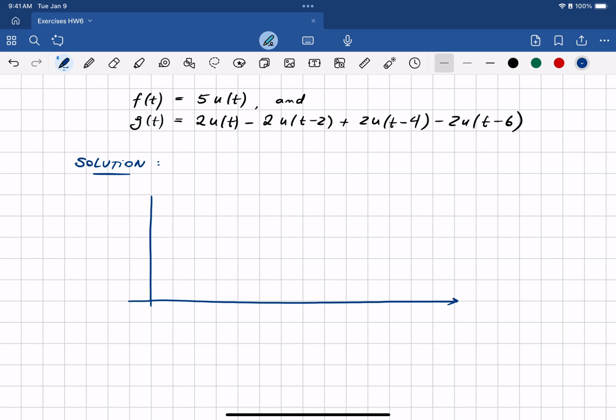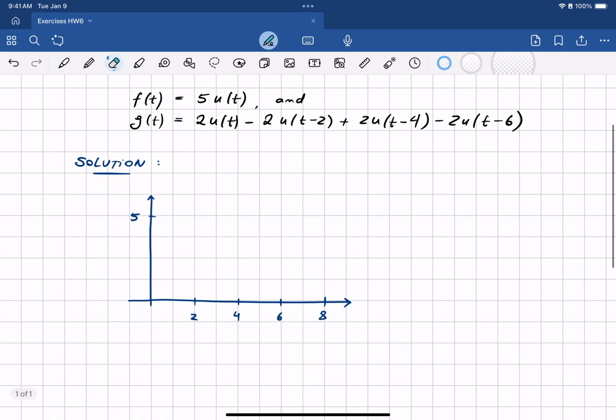Let's define this as 2, 4, 6, 8. I think that's enough. Before solving anything, let's first make sure that we're understanding. So we have, let's say we have 5 here. Not going to be proportional, but that's fine. And let's make this one 5 and 2.